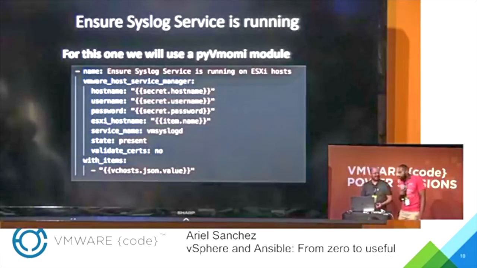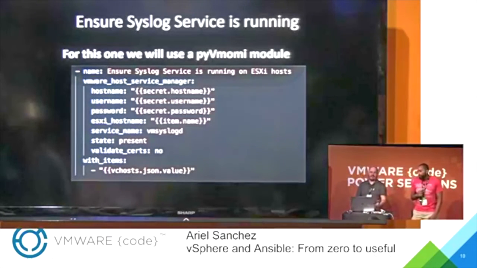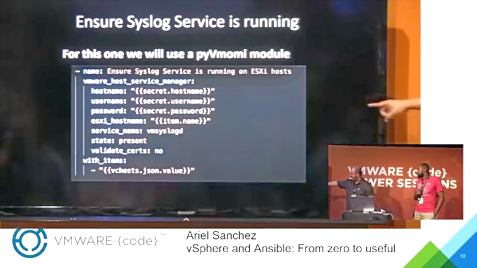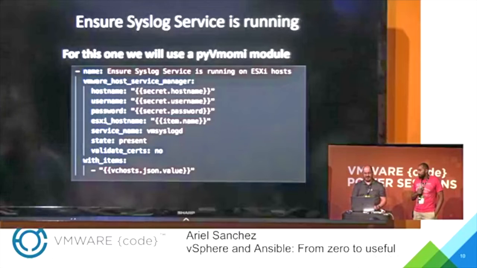Are we to cover that, or? So this one is again using PyVmomi, but what we're making sure is, okay, we set the IP address, but is the service started? So we're making sure that the service is actually running, where it says state present, right? Because we could just set the IP address and not do anything else.